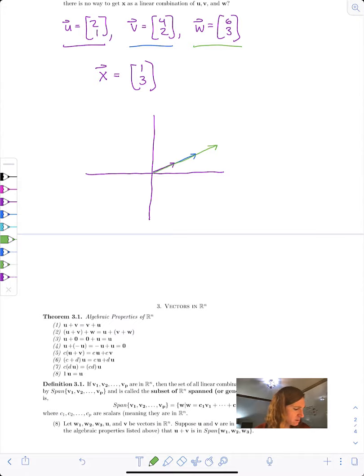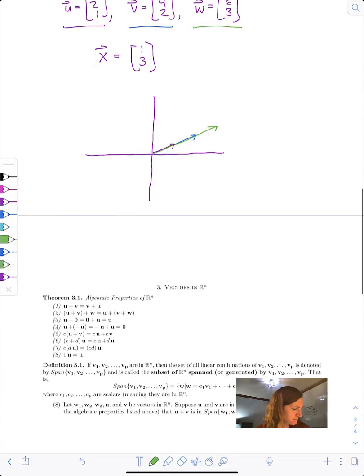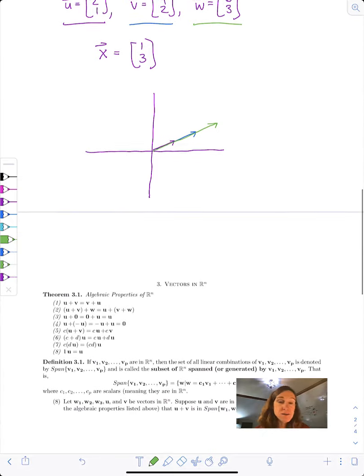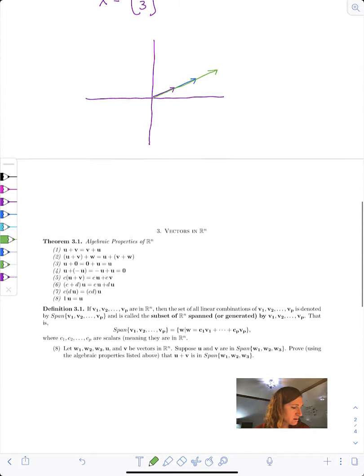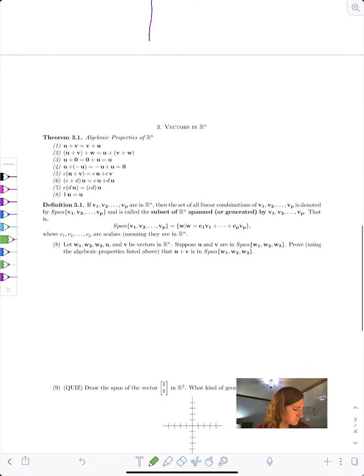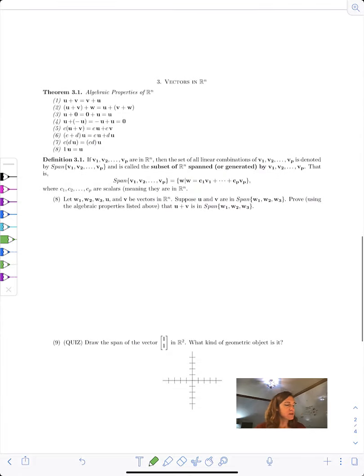I've listed several algebraic properties of Rn. And hopefully you've also done your reading. So Rn is all vectors of the form A1, A2, up through An. So basically it's vectors that have n coordinates. We're used to thinking a lot in 2D and sometimes in 3D, but n means we're in n-dimensional space. But the properties it has are kind of similar to properties you're used to.